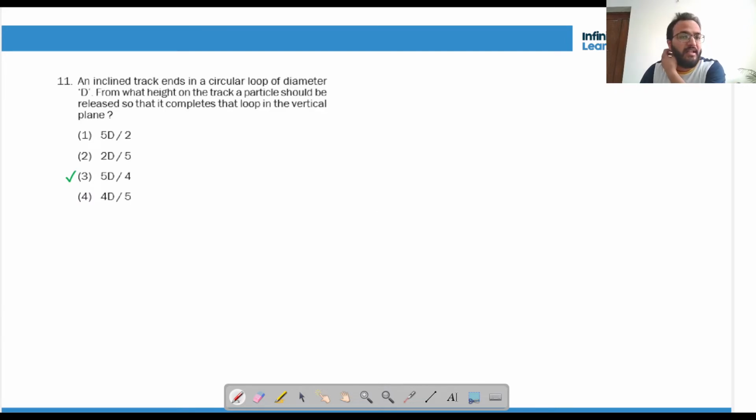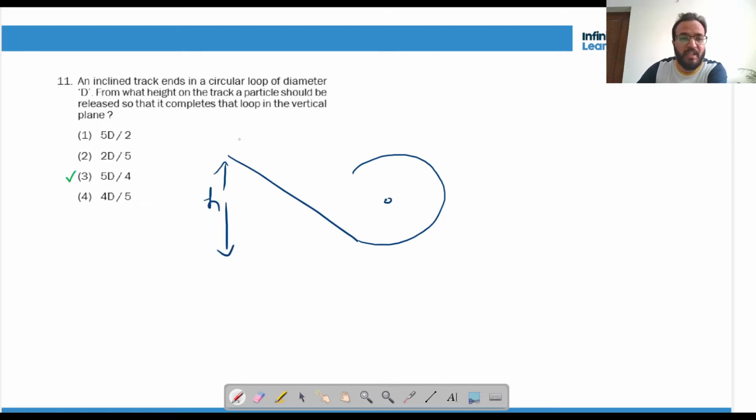An inclined track ends in a circular loop of diameter... Okay, so this is an inclined track and it ends in a circular loop of diameter, right? So they are asking what should be the height from which this object should be released, so that this object covers this round completely. Can you see that?